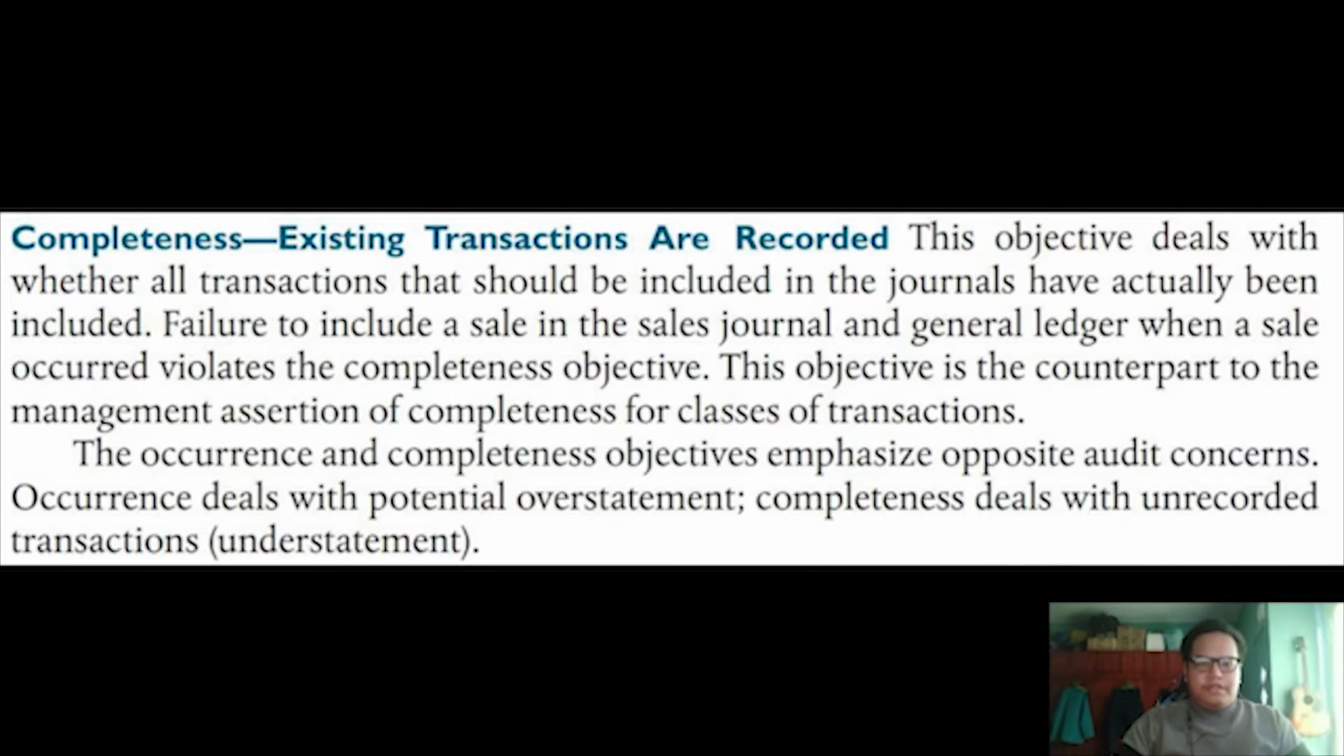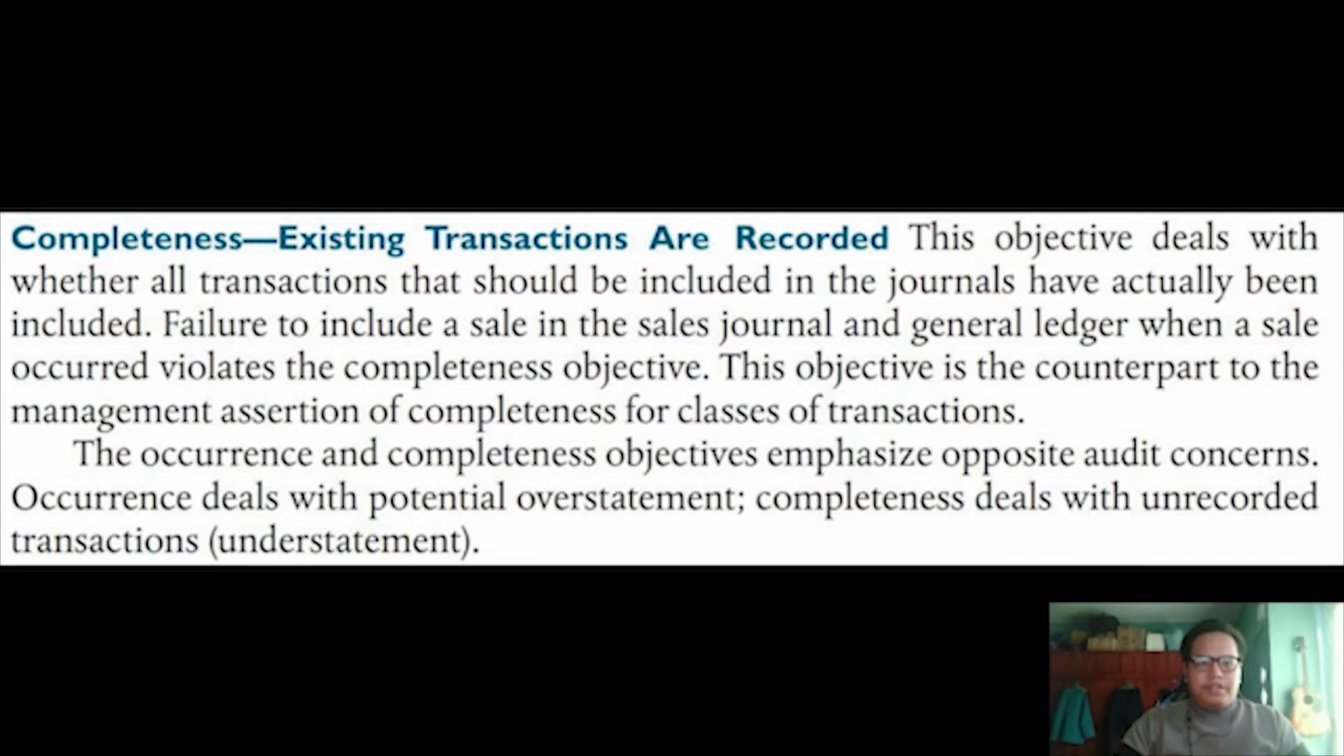This objective is the counterpart to the management assertion of completeness for classes of transactions. The occurrence and completeness objectives emphasize opposite audit concerns. Occurrence deals with potential overstatement. Completeness deals with unrecorded transactions. It is important to distinguish between accuracy and occurrence or completeness.